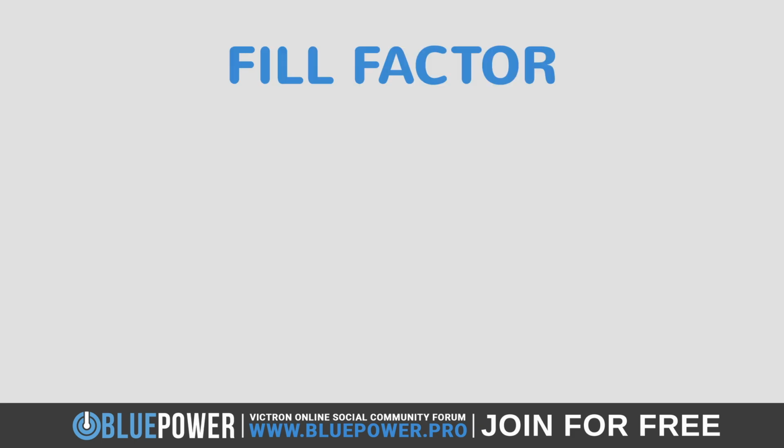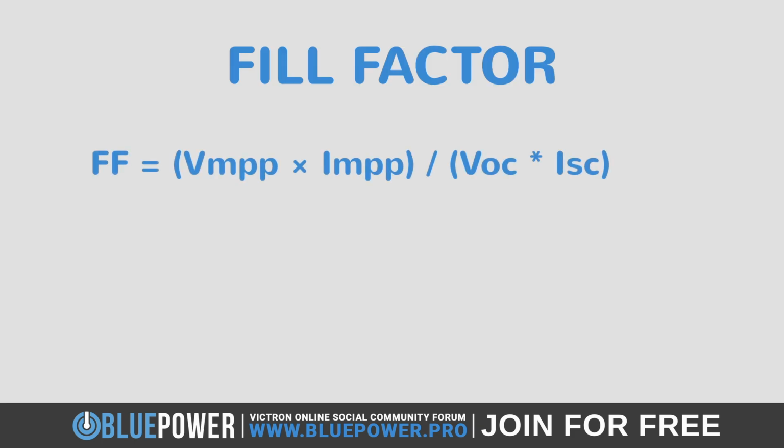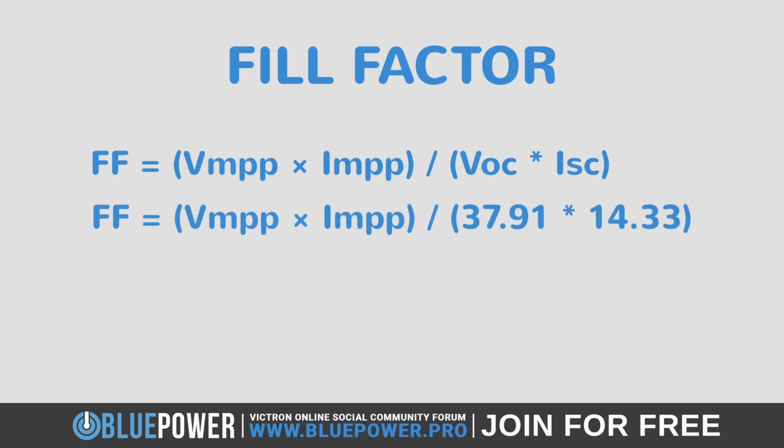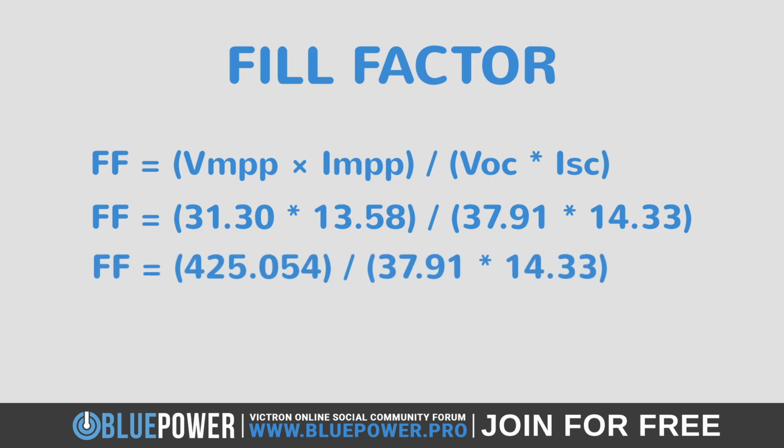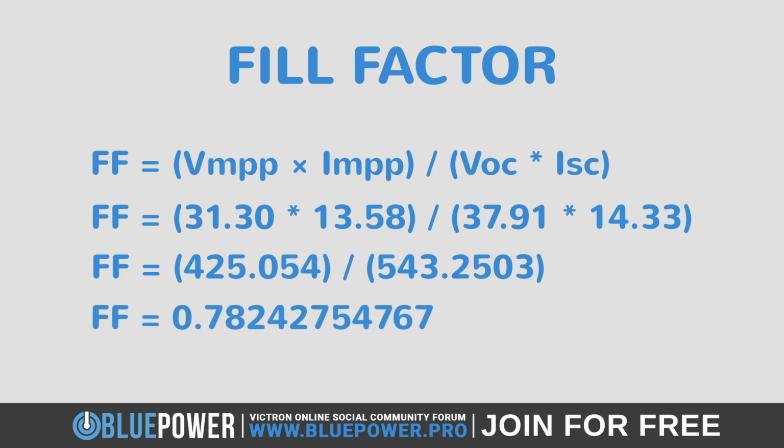As I mentioned earlier, this has its own mini formula which looks like this. We already have the VOC and ISC values, so all we need to do is fill in the maximum power point voltage and current values from the spec sheet. Now, we simply multiply them and then divide it by the product, or multiplied value, of the VOC and ISC. When calculated, the resulting fill factor comes to around 0.782.